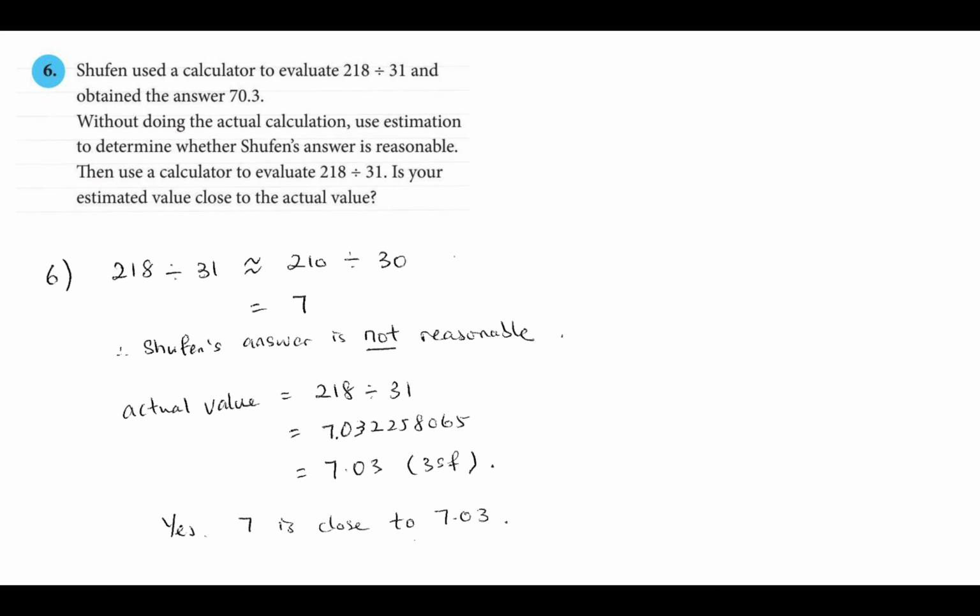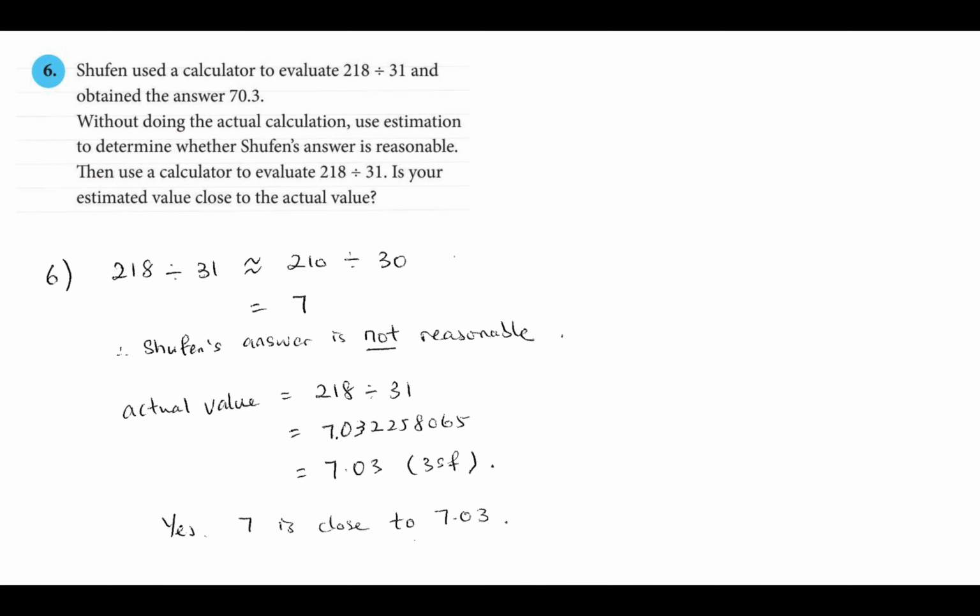Why do I choose 210? I mean, it's 218. If we round off, it will be 220. Well, for a very simple reason, because we know that 21 is a multiple of 3. So 210 is going to be a multiple of 30. That makes our calculations a lot easier. So by doing that, we realize that, okay, the solution should be about 7. However, Shufen actually got 70.3. Too large, right? So Shufen's answer is not reasonable.